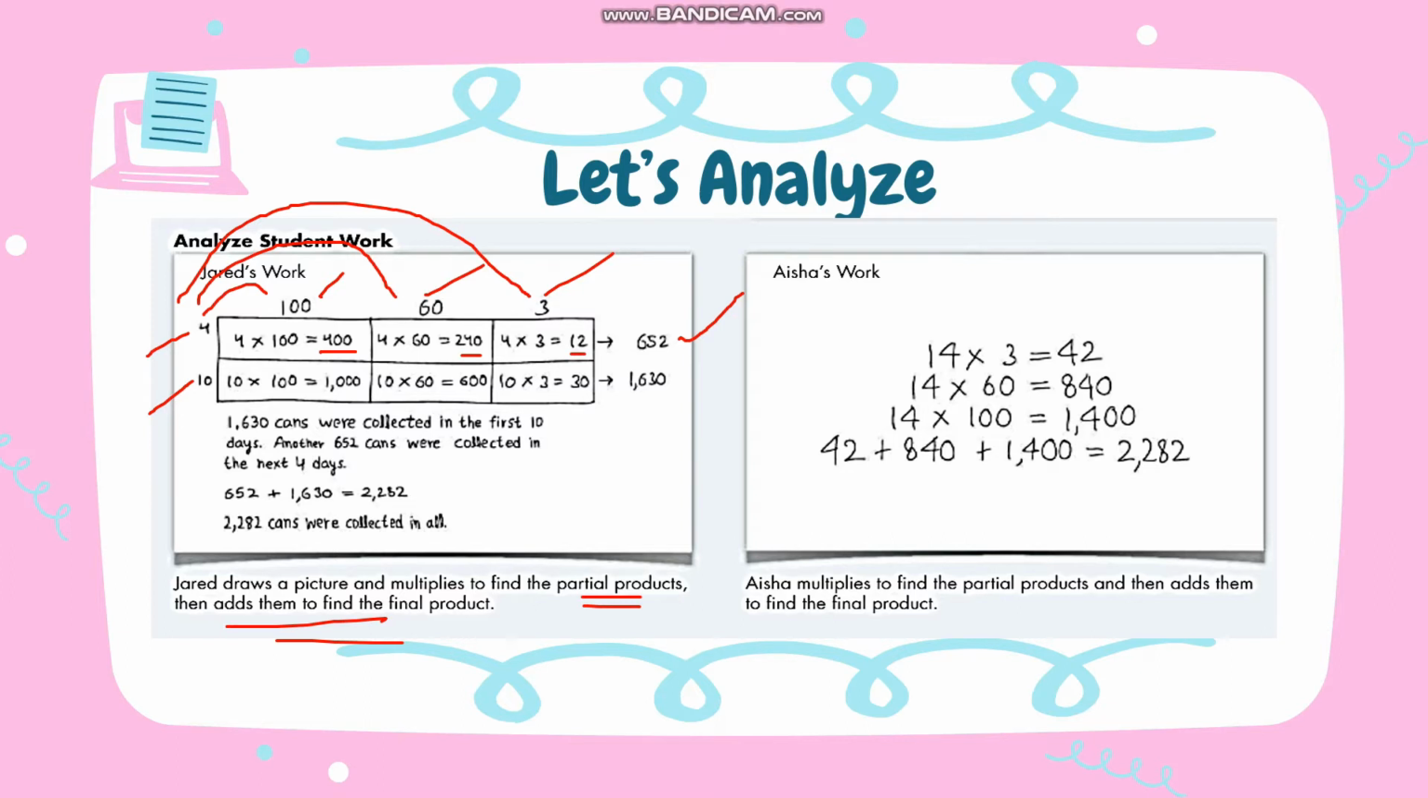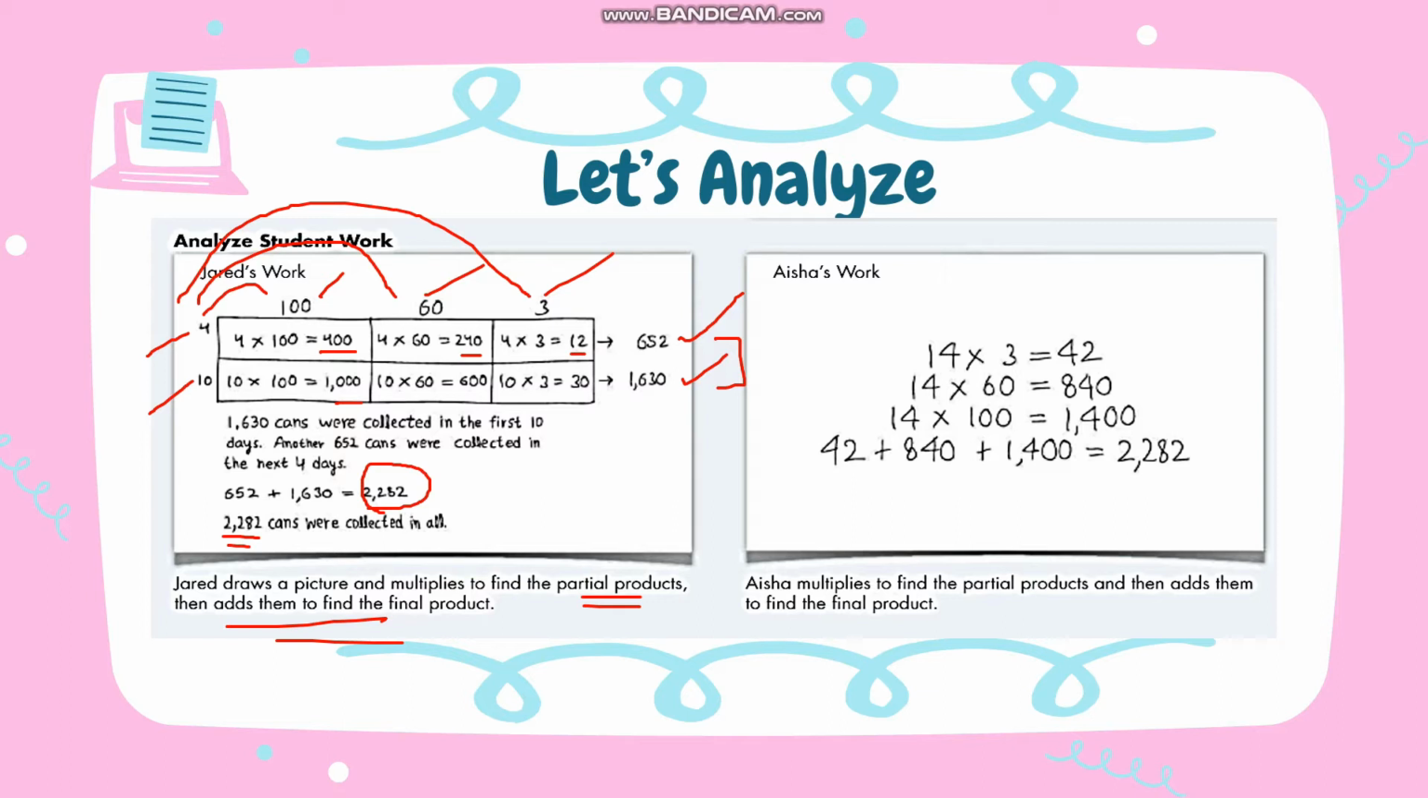Then, the same procedure: 10 multiplied by 100 is 1000, 10 multiplied by 60 is 600, and 10 multiplied by 3 is 30. So 1000 plus 600 plus 30 is 1630. Then add all the partial products, 652 plus 1630. So the total number of cans collected in all is 2282.